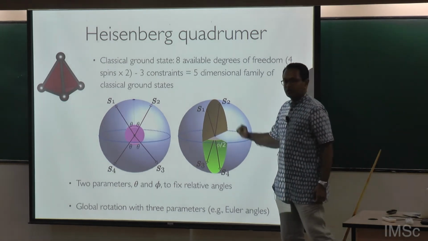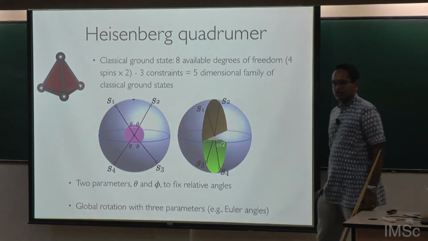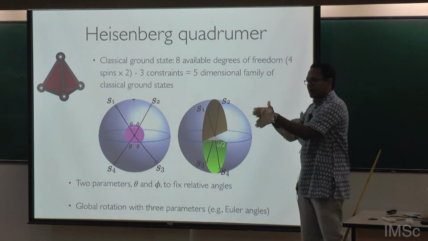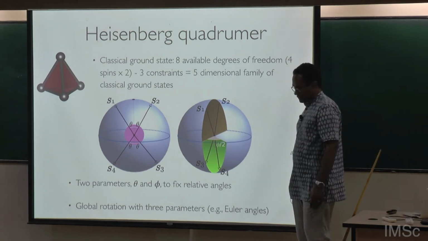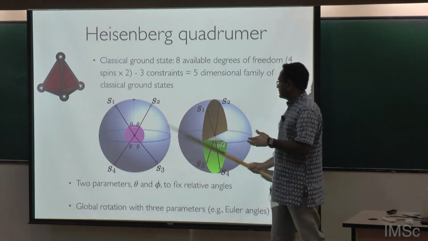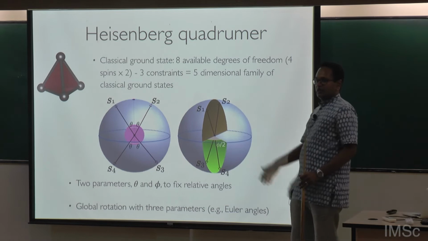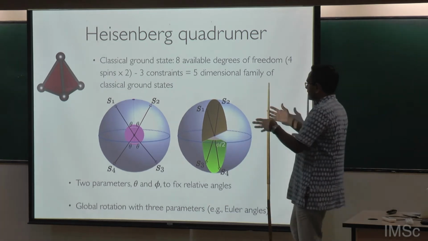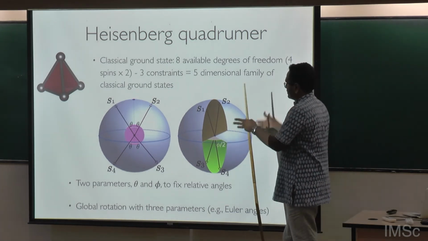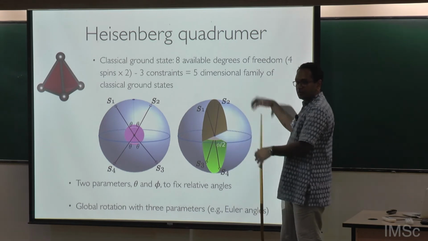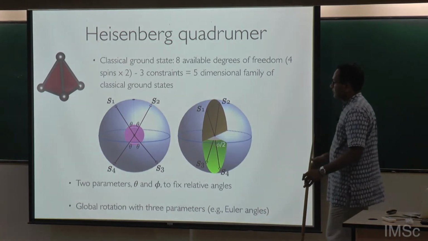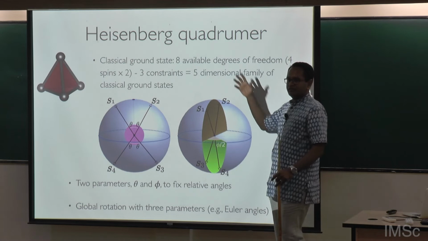Because the resultant of 1 and 2 doesn't change, the result of 3 and 4 doesn't change. And the amount by which I twist is some angle phi. So I can give you 2 degrees of freedom, theta and phi, and I can specify a configuration where spins add to 0. And of course, I can now do an overall rotation. I can look at this in any possible way. An overall rotation takes 3 degrees of freedom. So you have 2 angles and 3 degrees of freedom, that's 5.